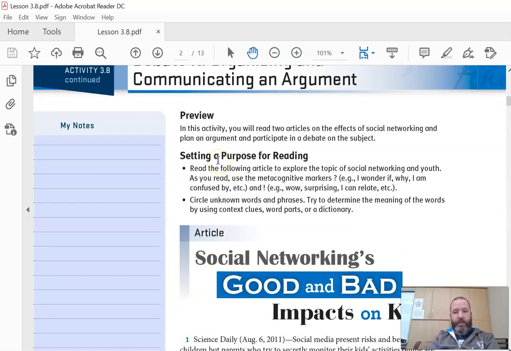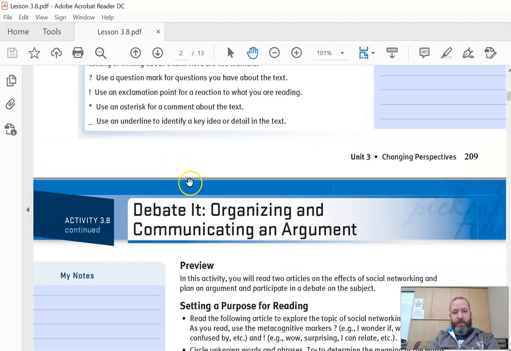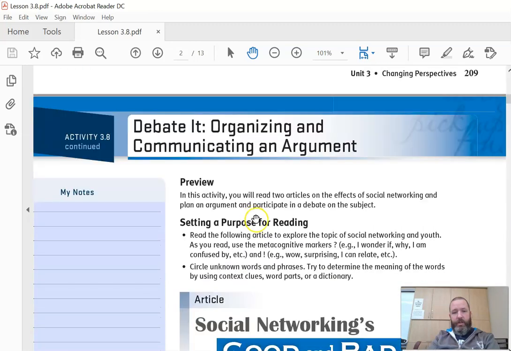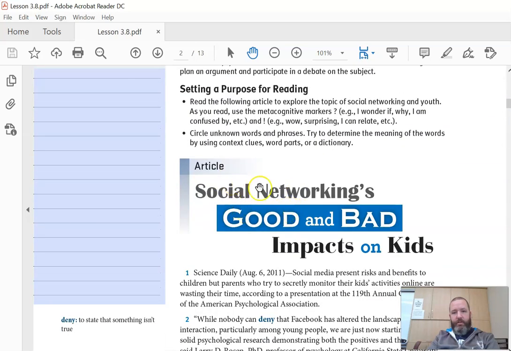Our purpose for this reading is using those metacognitive markers. So once again, if you forgot, they're right here. The two articles we're going to read are both about social networking. So go ahead and read the first one, remembering to highlight and use those sticky notes to use those metacognitive markers.